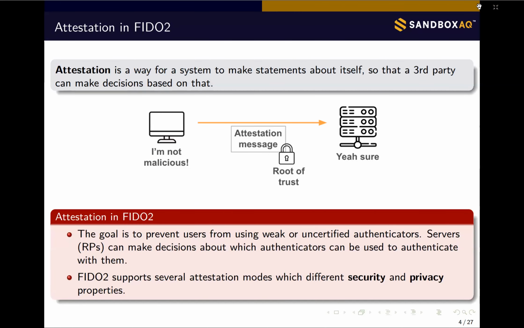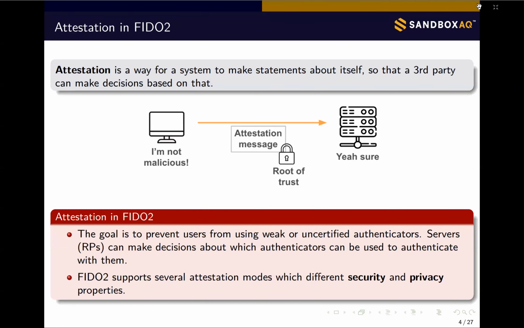FIDO2 also has attestation. Attestation is a method for a system to prove to a third party certain things about its state. Like, for example, which has been the boot sequence of this system, or which are the hashes of the files it contains, or which are the processes that are running. Okay? So the idea is that the system proves things about itself to this third party, so that the third party can decide whether to trust it or not. For that, we will need a root of trust or something that the third party can use to trust this attestation information that is sent by the system.